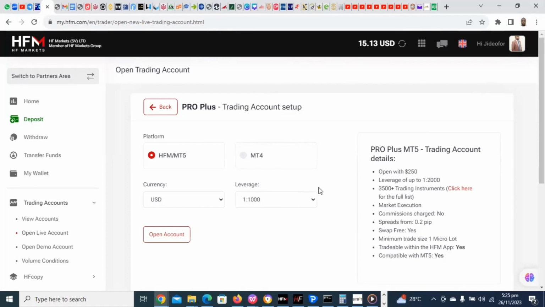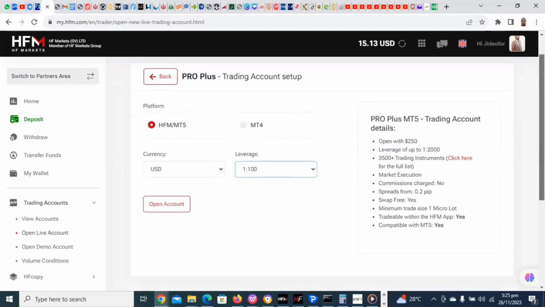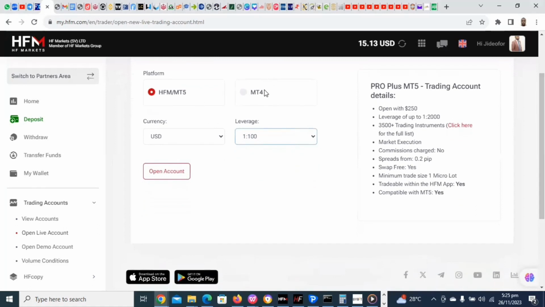So what you do is reduce this, change it to 1:50 or 1:100, depending on your bank size. If you have up to $1,000 and above, use 1:50. That's my recommendation. But if you have less than that, use 1:100. So I choose 1:100, and you can scroll down. Of course, you can select whether MT4 or MT5, and guess what? You open your account. As simple as ABC.